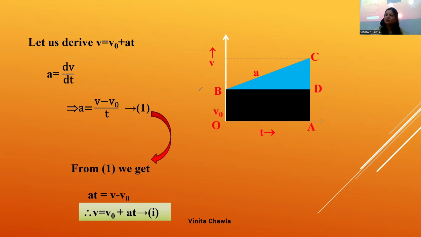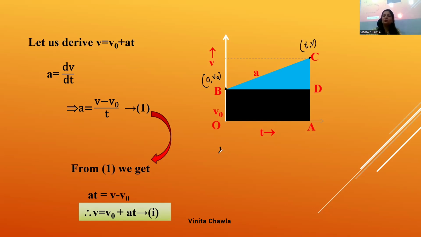y2 minus y1 upon x2 minus x1. Yes. So we can choose the coordinates here. Let this coordinate be, this abscissa we write first. For time it is 0 and velocity is v naught. And here write the coordinates. Time is t and velocity is v.